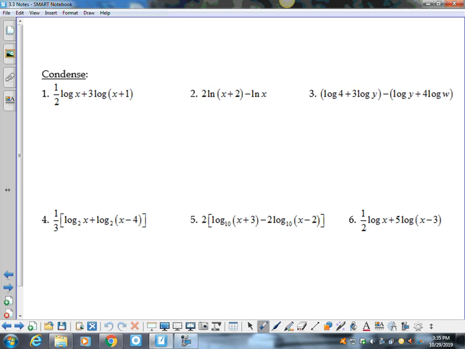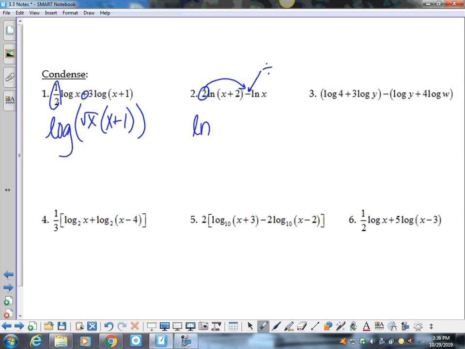Okay, so when you condense, you only have one log. These are powers, so that's going to be the square root of x. That's multiplication, so times x plus 1. And that's it. That's all you have to do. If you want to put big parentheses around this, you can, but that's it. That's all you can do for that one. This becomes a power, and that minus sign condenses to division. So this is going to be ln of x plus 2 squared over x.